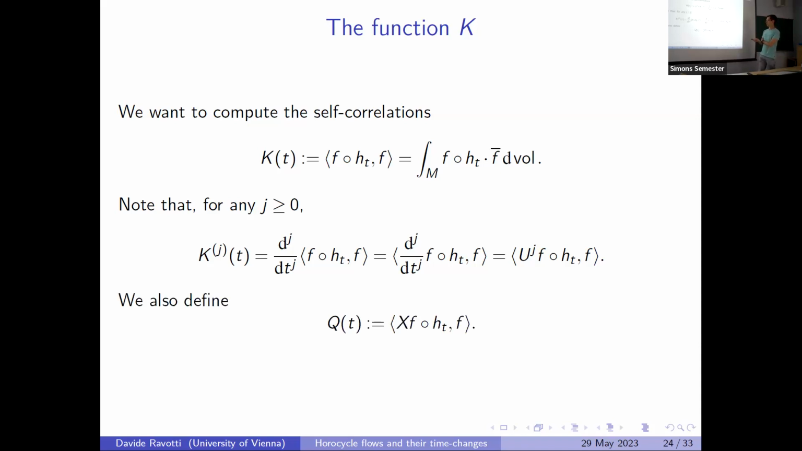And I will introduce another function, q of t, which are the correlations of f with the derivative of f in the direction of the geodesic flow composed with the horocycle flow. I will need it for the computation. So maybe I'll write these two definitions here on the board so that once I change the slide, they will be up there. So k of t are the correlations of f composed with h_t and f, and q of t are the correlations of the derivative of f in the direction of the geodesic composed with the horocycle flow times f. This is just to keep them here, so we don't forget.